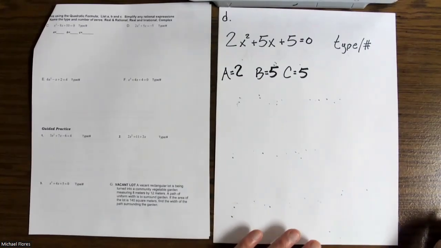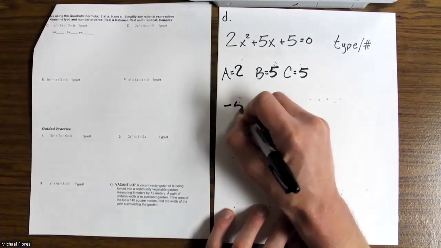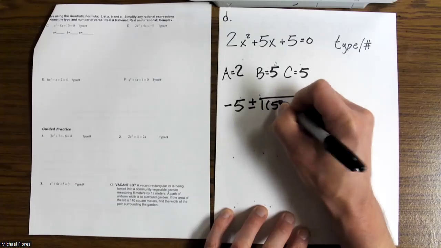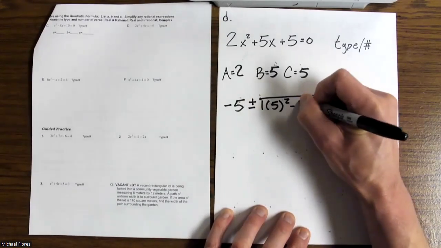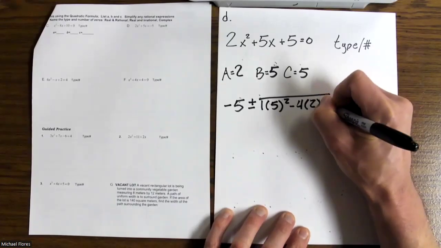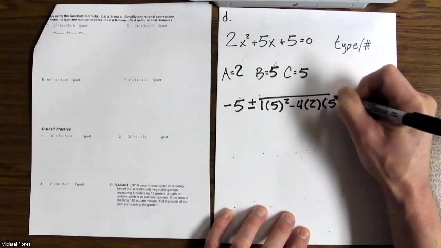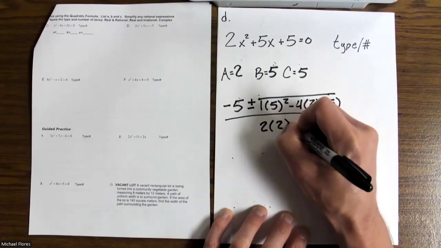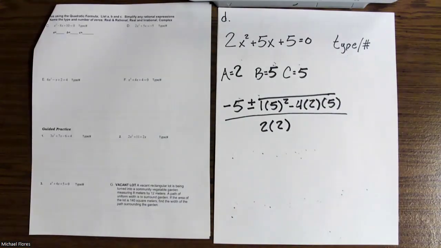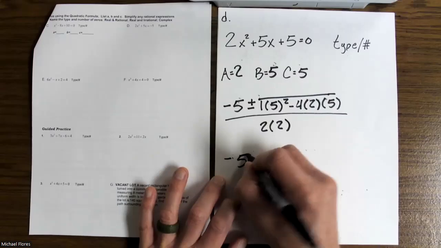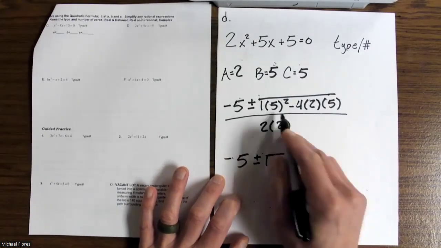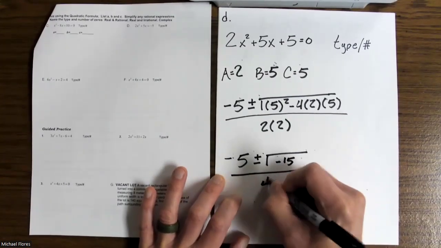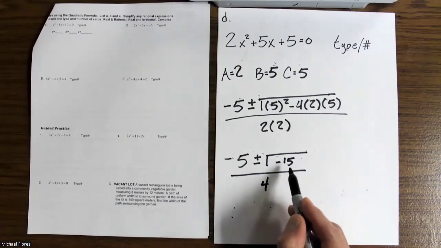Now let's start plugging into the quadratic equation, starting with opposite B, plus or minus square root of B squared minus 4 times A times C, all over 2 times A. Let's start simplifying. -5 plus or minus, all of this simplifies to -15, all over 4. Okay, let's take a look at what our discriminant is.